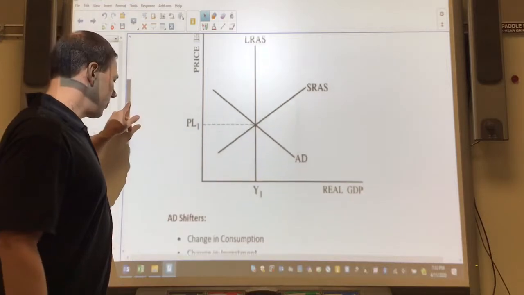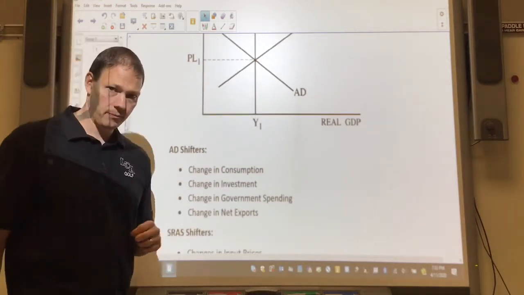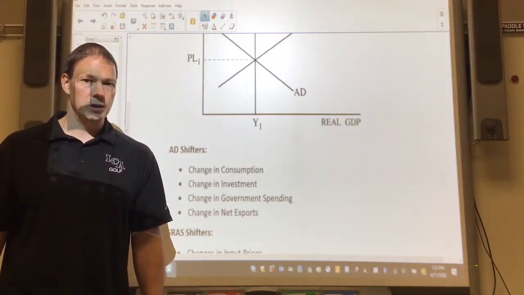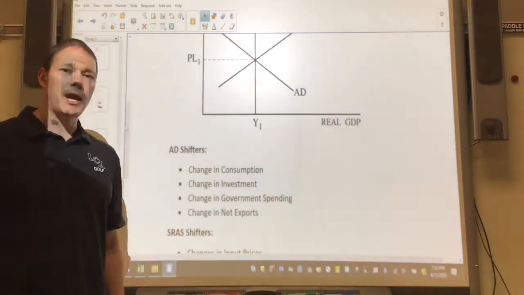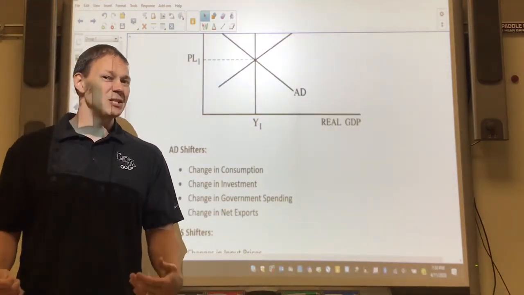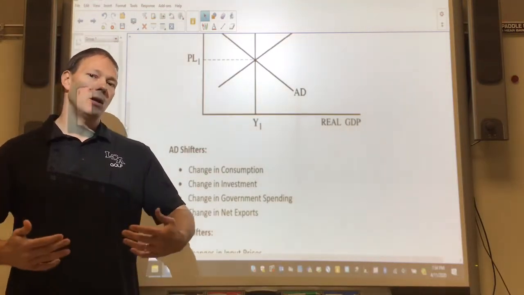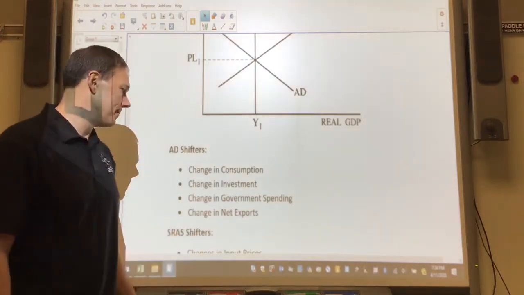All right, what things could cause aggregate demand to shift? Four things. Number 1, any change in consumption, any change in people's willingness or desire to buy things or not buy things. Number 2, any change in investment spending, specifically. Are businesses building new factories? Are they putting more money in research and development? Are they expanding in that way?